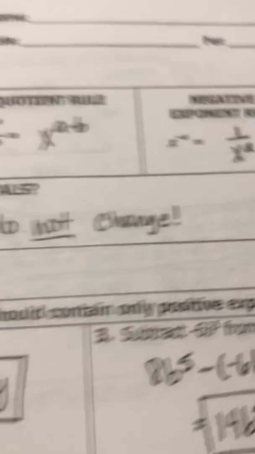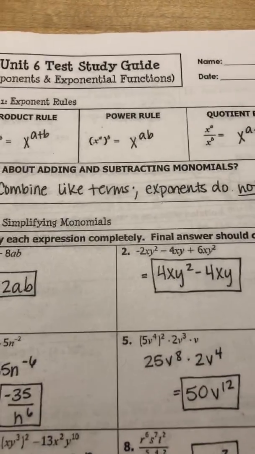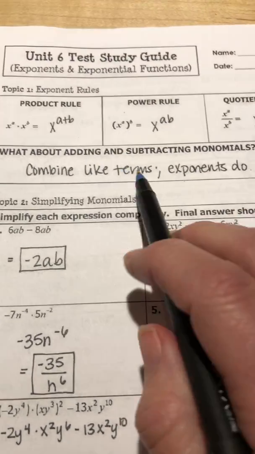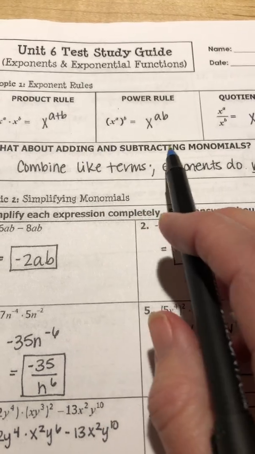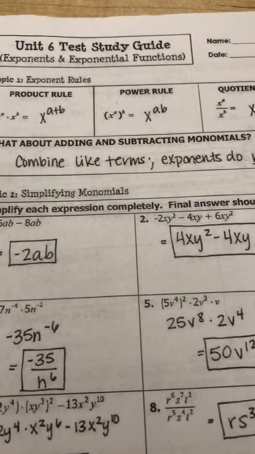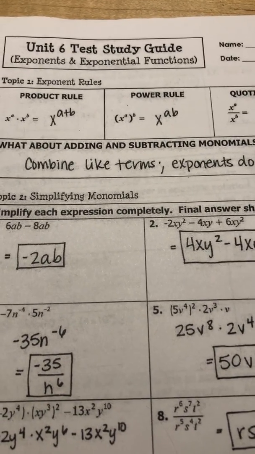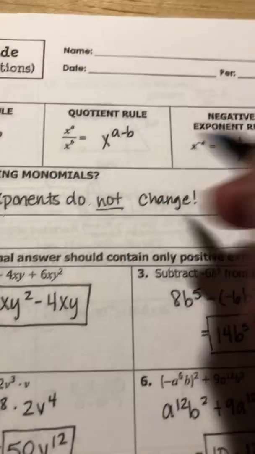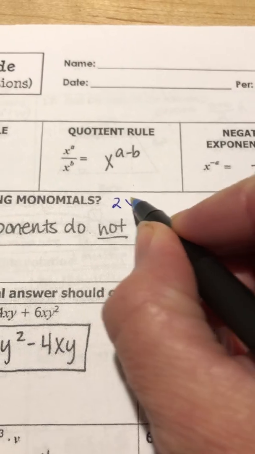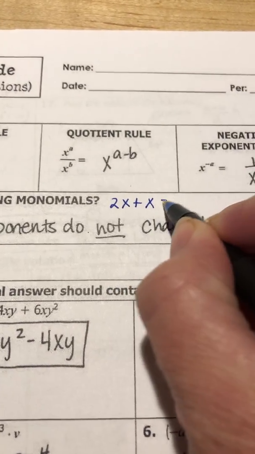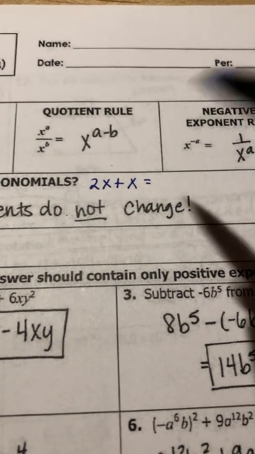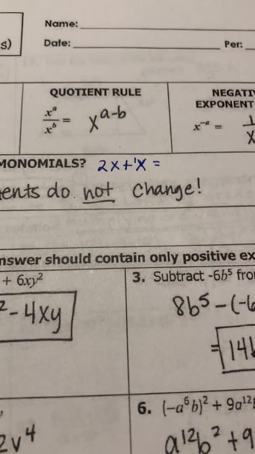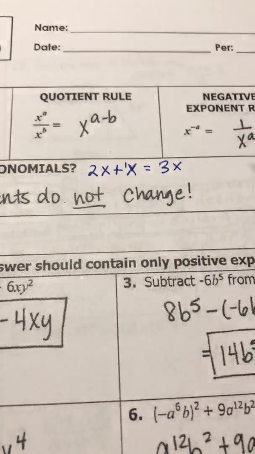Okay. When you're combining like terms, which is generally speaking when you are adding and subtracting different terms, you're looking for like terms. If I have 2x plus x, these are like terms. They are x terms. I have a coefficient of 2, a coefficient of 1 here. So I now have 3x.